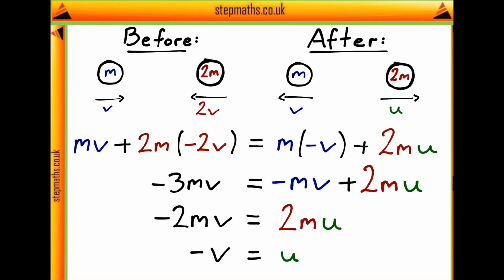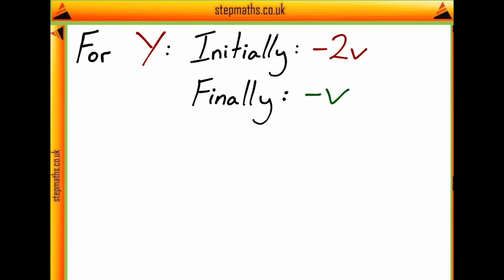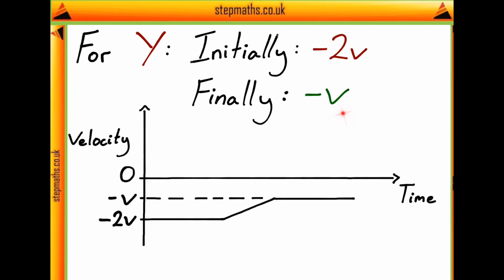Now, bearing in mind this information which we found out, we can go ahead and try and plot our velocity time graph for our particle y. Since the initial velocity is going to be minus 2v, and then the final velocity is going to be minus v, then our velocity time graph should look like this. This graph is then going to correspond to answer F given in our question.